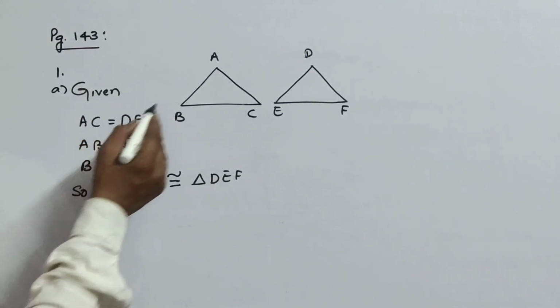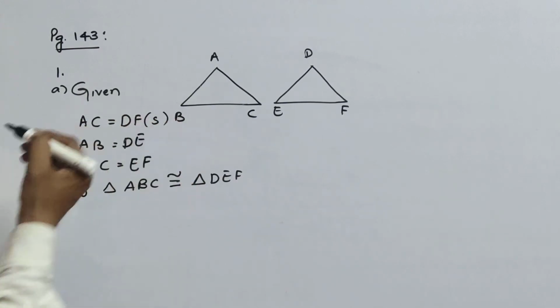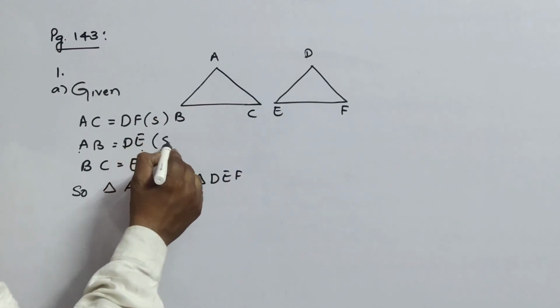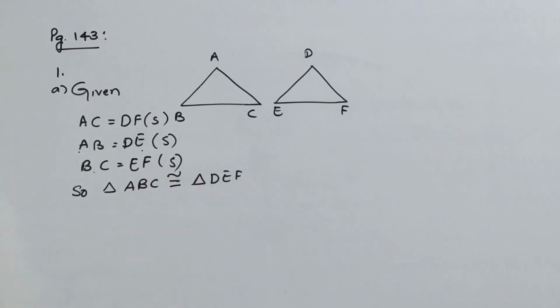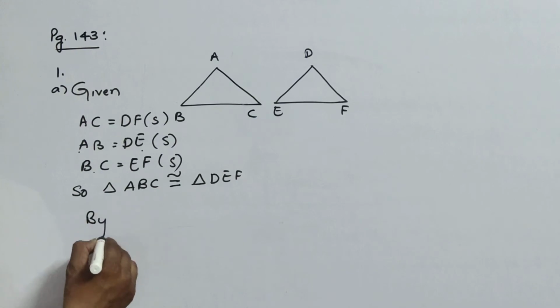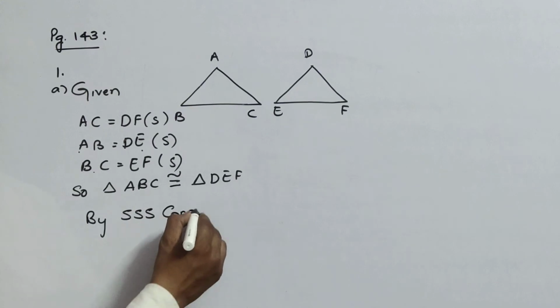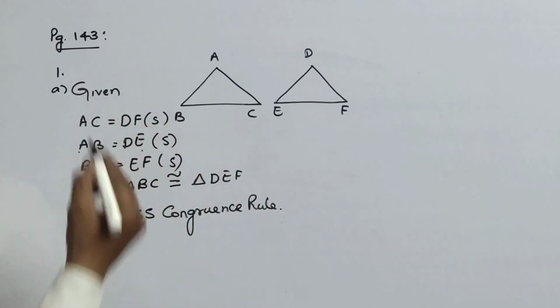So AC equals DF. This is a side. AB equals DE. This is also a side. BC equals EF. This is also a side. Now by which property, that means by which congruency, are these two triangles congruent? By the SSS congruency rule. If you write like this, it is enough.